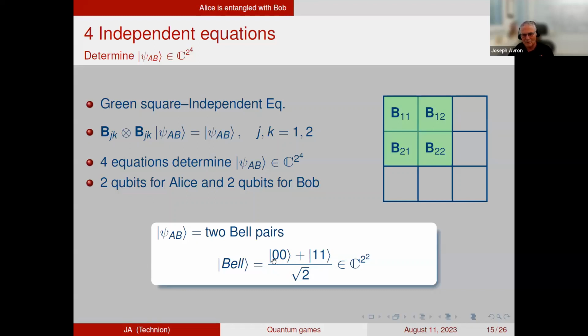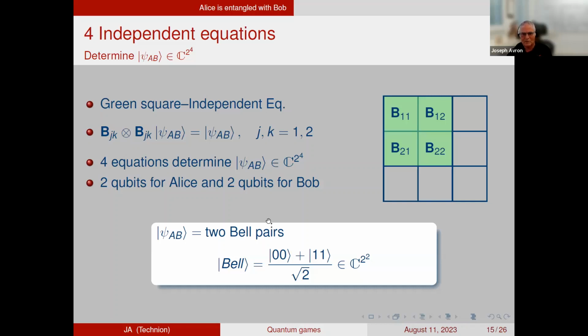It's a superposition of the state 0,0 plus 1,1. So this is also the state used in the Einstein-Podolsky-Rosen thing. And what Alice and Bob need to prepare are 2 such Bell pairs. Am I clear so far?